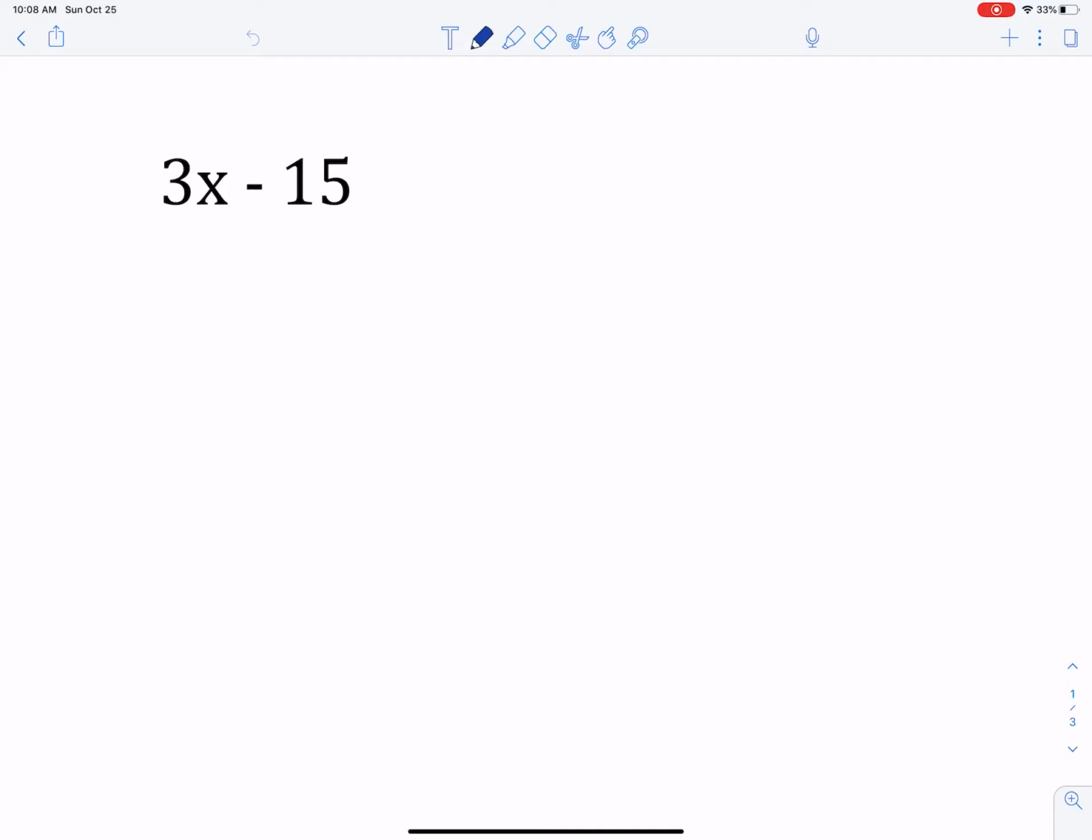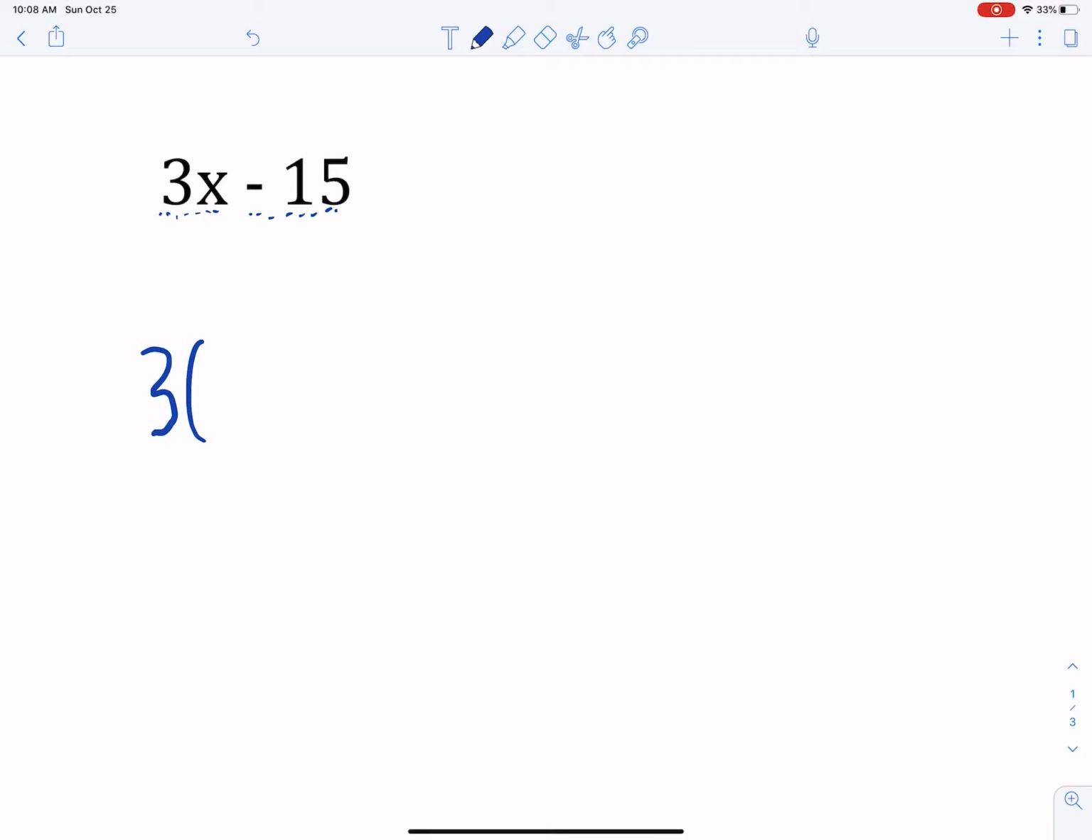Here we have two terms, 3x and minus 15. What we want to do is to try to find something that both of those terms are divisible by. And if you look at 3 and 15, they're both divisible by 3. So we're going to put that thing they're both divisible by out front. 3 is what we call here the greatest common factor.